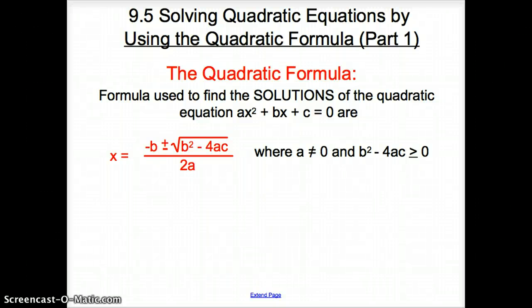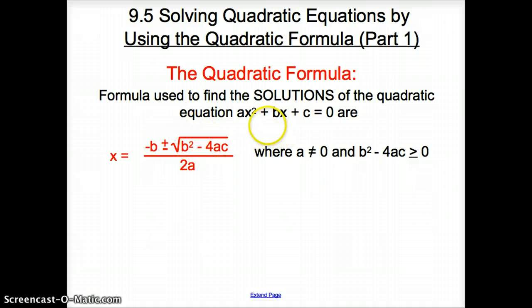Welcome, ladies and gentlemen, to section 9.5, Solving Quadratic Equations by Using the Quadratic Formula, Part 1. And you may ask yourself, what is the quadratic formula? Well, it is a formula used to find the solutions, I repeat, solutions of the quadratic equation right here. We have been working with the quadratic equation since the beginning of this chapter. We found solutions to this quadratic equation by factoring, by graphing, and by completing the square. And now we have another tool in our toolkit, and that is the quadratic formula right here.